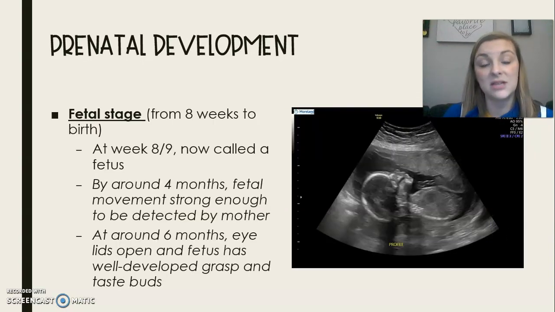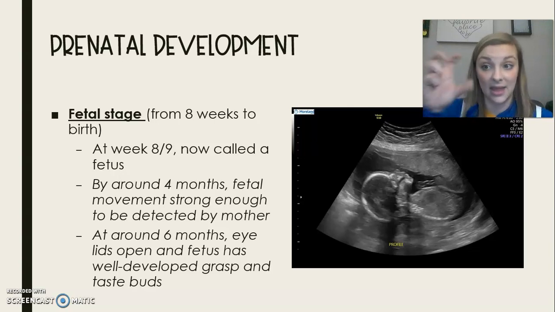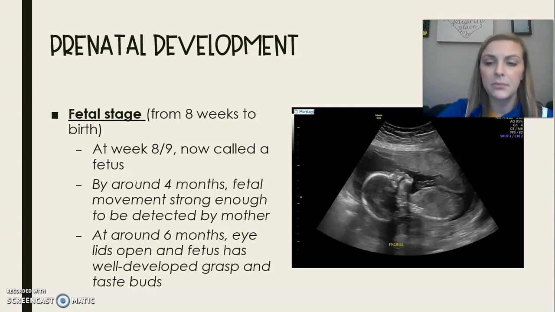This is from about 8 weeks to birth. At about 8 or 9 weeks, depending on the development, we now call the baby a fetus. And around 4 months, which is usually around the 20-week mark, sometimes a little bit later, sometimes 24 weeks, fetal movement is actually strong enough for a mom to feel the movement. Around 6 months, eyelids are open and the fetus has well-developed grasp and taste buds, meaning they can grasp their hands. You'll often see babies sucking their thumb.